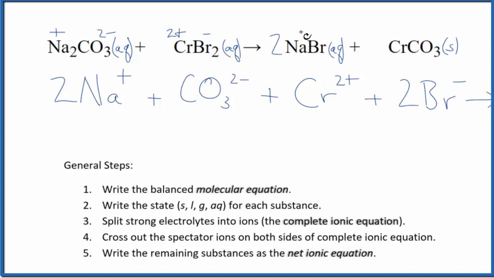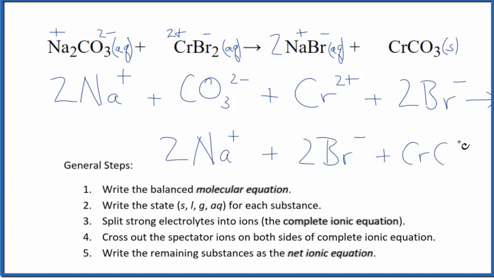For the products, we have the plus and the minus here, so 2 sodium ions, just like the reactants, and then 2 bromide ions here, like the reactants. With net ionic equations, we don't split solids apart, so we're just going to have CrCO3. We'll keep that together. This is what we call the complete ionic equation.